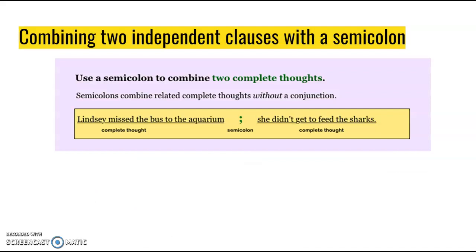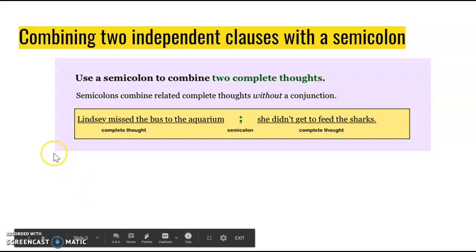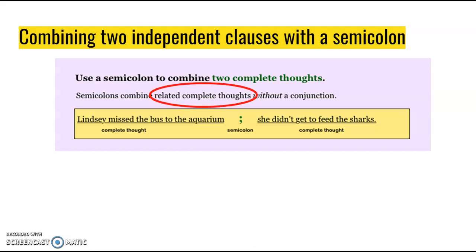My neighbor lent me his PlayStation. So you can combine two independent clauses with a semicolon. A semicolon is used to combine two complete thoughts. Semicolons combine related complete thoughts without a conjunction. So just the semicolon instead of a period. Note that semicolons only combine related complete thoughts.